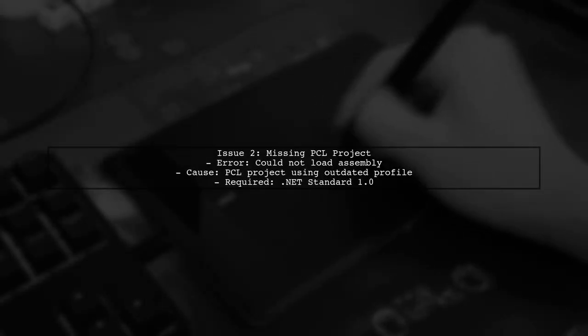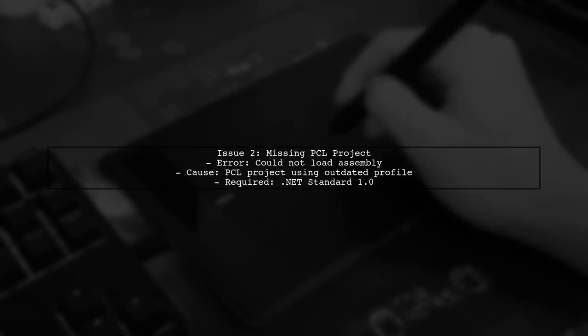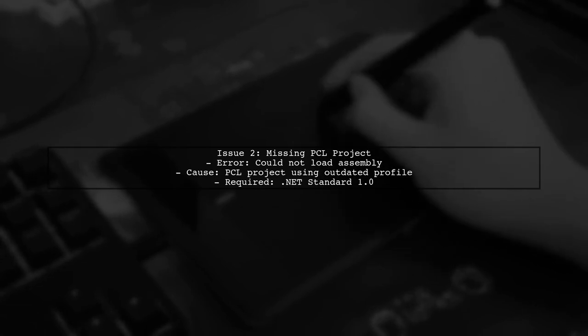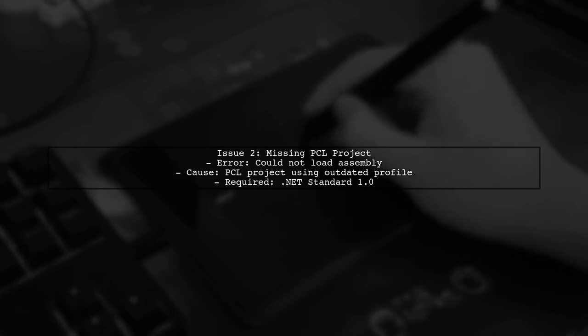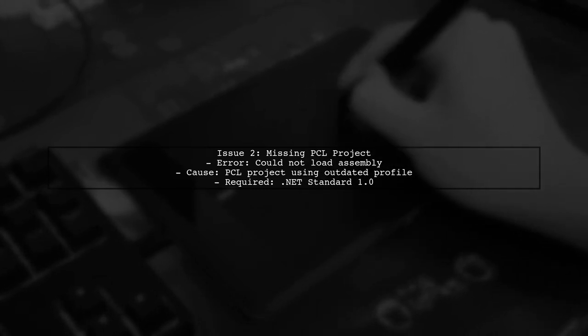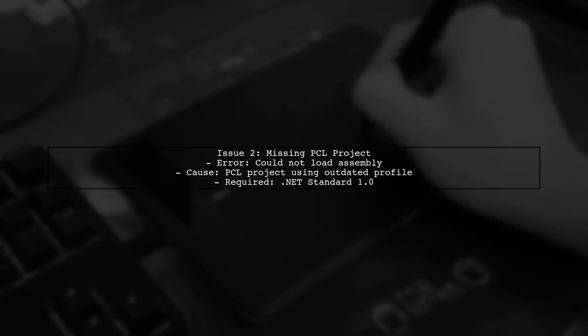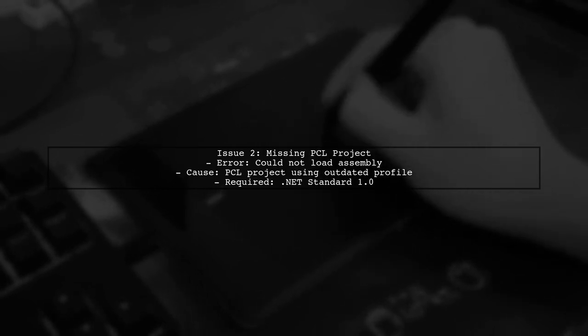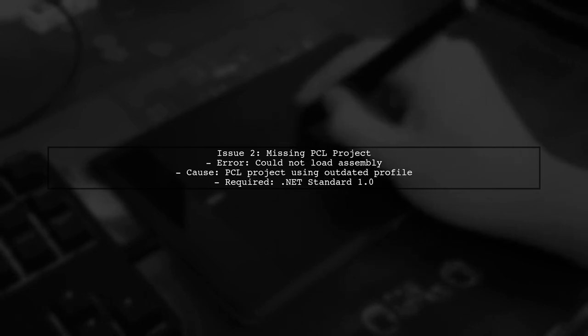The second issue involved a missing PCL project, indicated by an error message stating that the assembly could not be loaded. The user discovered that their PCL project was using an outdated profile, while the NuGet package required .NET Standard 1.0.